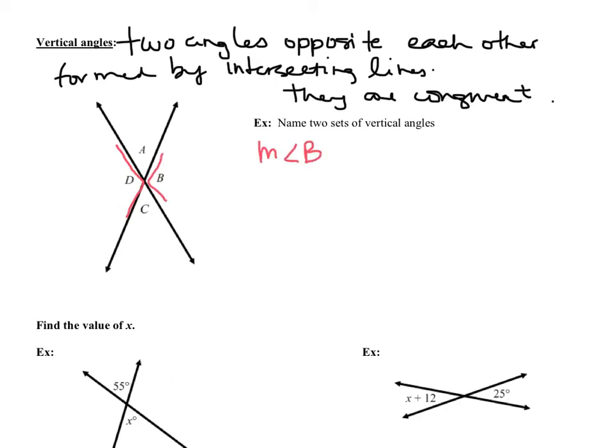So in this picture here, angle D and angle B are vertical. Actually, I shouldn't have measure there. So just angle B and angle D. Now their measures would also be congruent. And then angle A and angle C are vertical. So just for example, if you knew that the measure of angle C was 30 degrees, then angle A would also be 30 degrees because they're vertical.